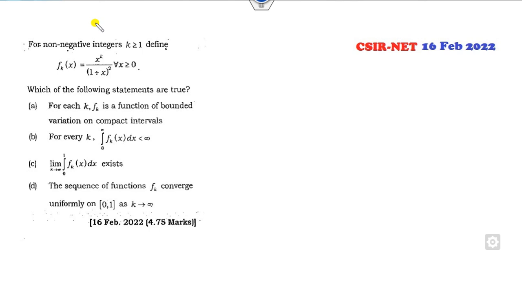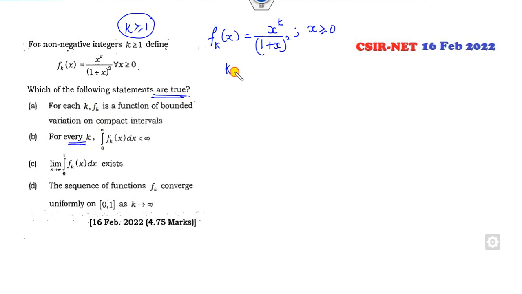Okay, look at another one. Again, it's a sequence given as x raised to the power k over 1 plus x squared, for all x greater than or equal to 0 and k greater than or equal to 1. Which of the following statements are correct? For each k, the function is bounded. For each k, I assume k is equal to 1, because the lower limit is 1. So what is f of x? It is x over 1 plus x squared.